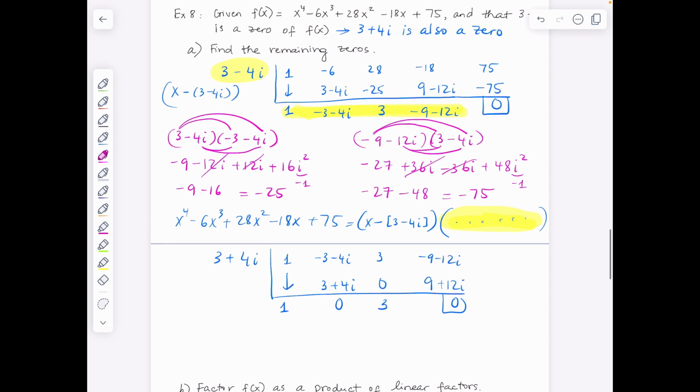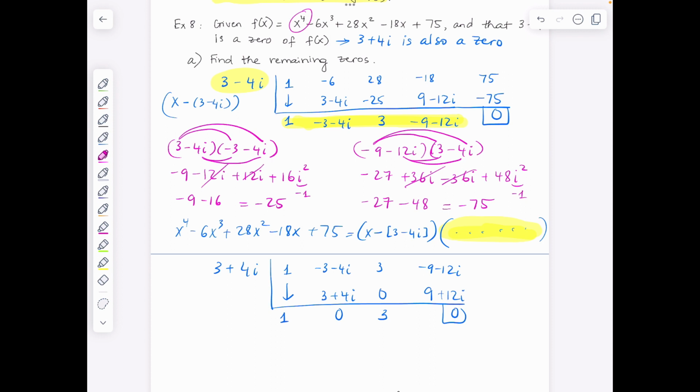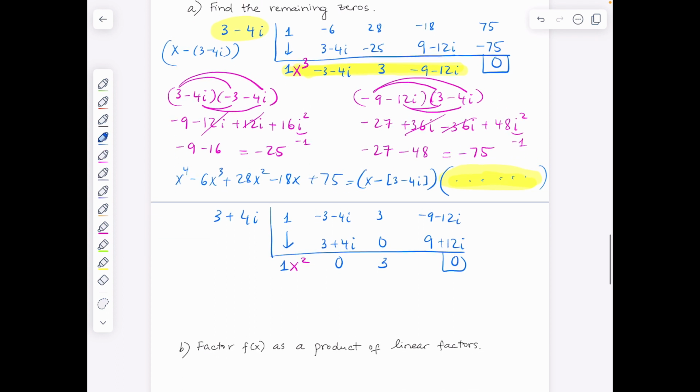So looking back at the original function, the degree of the function is to the 4th power. Now, we already performed synthetic division once, so this one is x cubed right here, but we continue to divide that. So down here, it would be down to x squared. So it's really just x squared plus 3. So to find the rest of the zeros, we're going to let that x squared plus 3 equal 0, and then subtract 3 from both sides, and then take the square root of both sides. So we have x is equal to plus or minus i square root of 3.